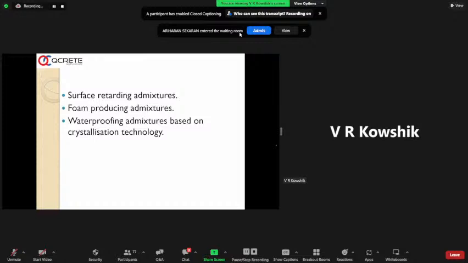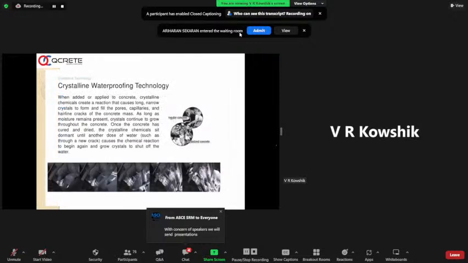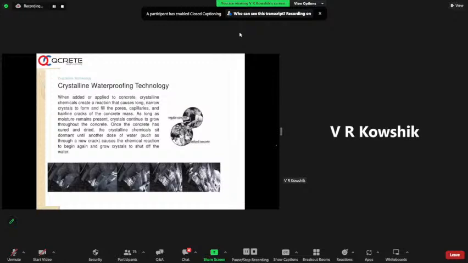Now, another shift which has happened, or I can say another improvement on the technology side, is admixtures which have come into the market based on crystalline technology. These admixtures interact with the cement hydration products, and then grow as crystals in the capillary pores and prevent water from getting into the capillary pores and reduce the permeability of concrete, and hence impermeability is significantly enhanced.